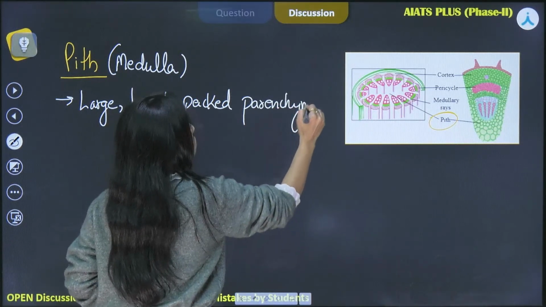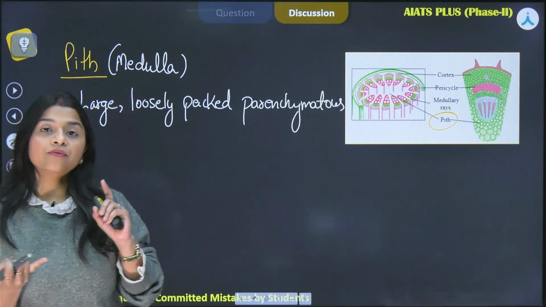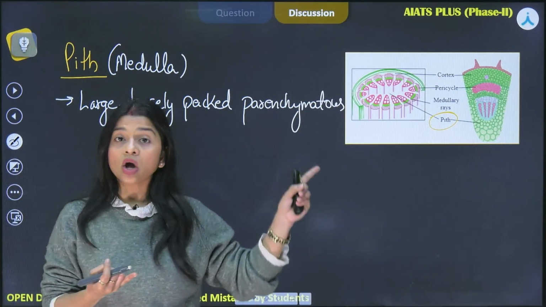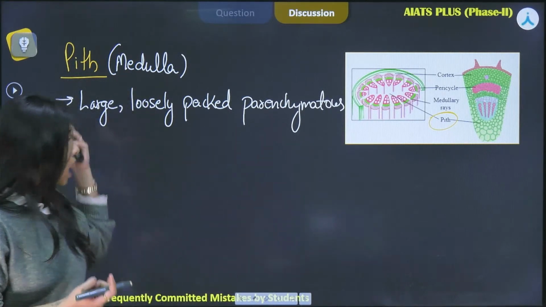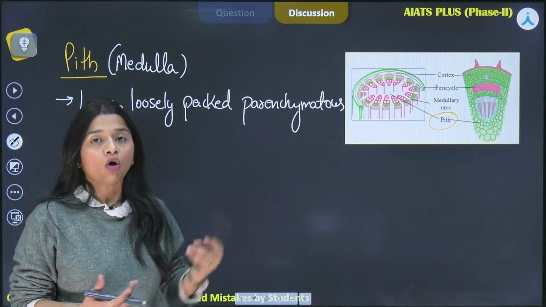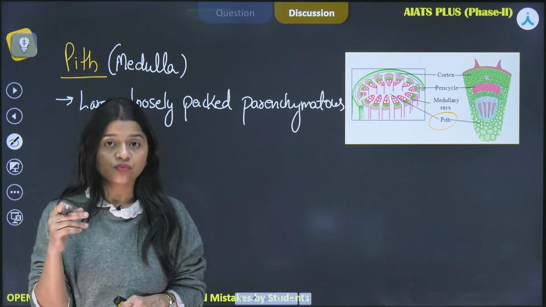parenchymatous cells. You see, in case of dicot stem, we are observing hypodermis, that is collenchymatous, we are observing pericycle, that is sclerenchymatous, and the region of the cortex or the pith, it is parenchymatous. So all three types of tissues are observed over here.